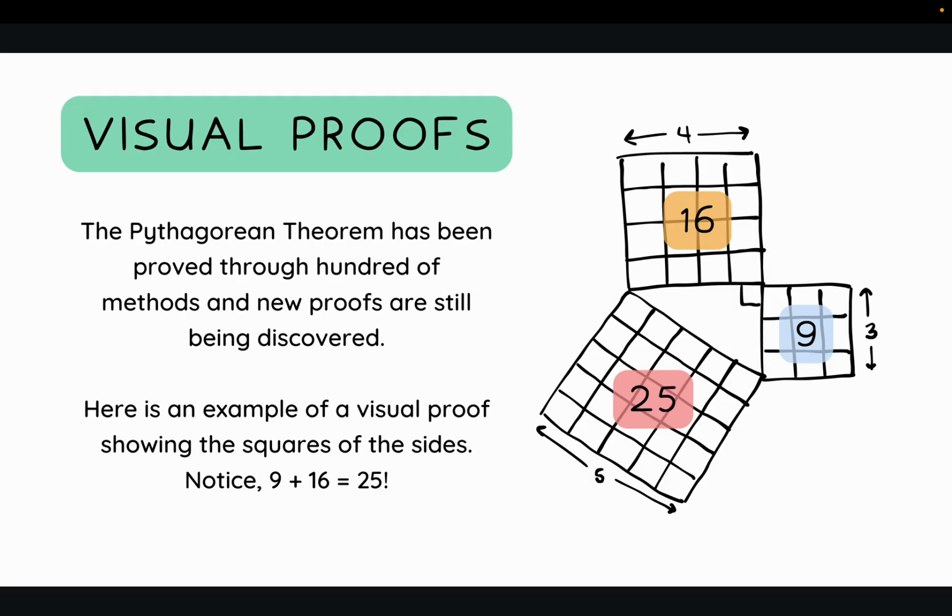Here is an example of a visual proof showing the squares of the sides. Notice 9 plus 16 equals 25. So the 9 and the 16, right, the areas of these two squares equal the area of this one big square. And we see our right angle, right? So these are the two side lengths. And this side length right here where the 25 area is, this we call the hypotenuse, right? And this would ultimately be the c in our equation.